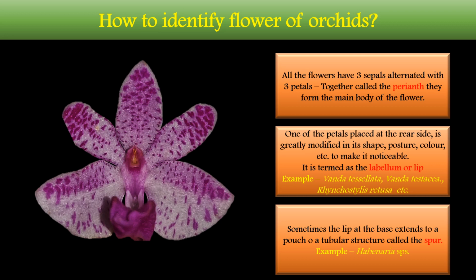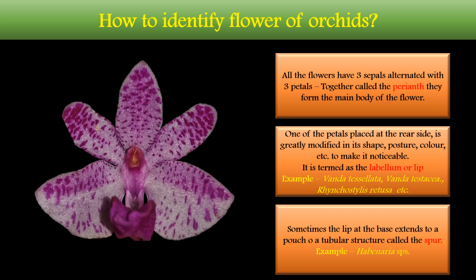For that, the example you can say is Geodorum and Oberonia, which are examples of a sessile lip. Then comes the short lip. A short lip is found in Didymoplexis pallens. Then comes the long clawed lip. A long clawed lip is found in Dendrobium peguanum. This particular species has a very different lip structure, so you can identify it.